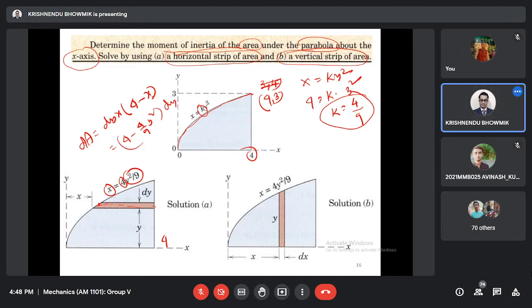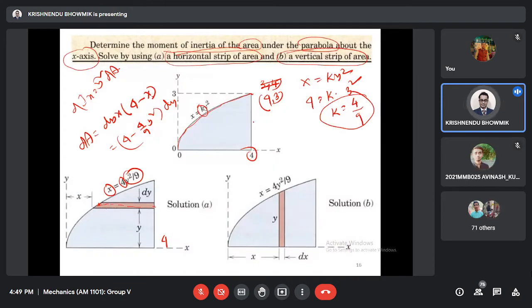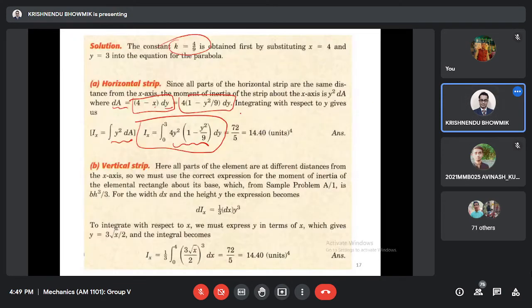Then dIx will be y square dA, and we will do the integration. First we got the k value, then dA will be 4 minus x dy, then y square dA. You put this value in, and integrating with y varying from 0 to 3, you will get this value.